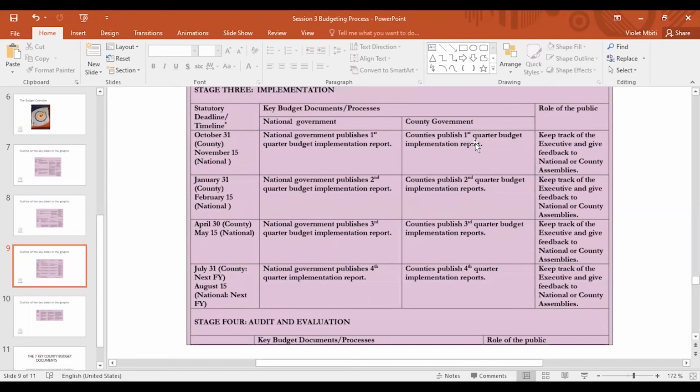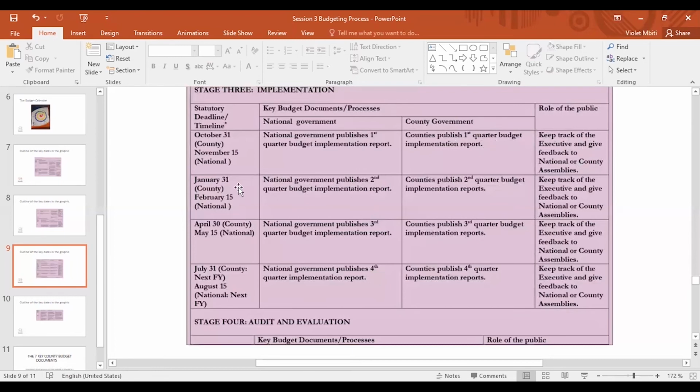All right. So counties publish first quarter budget implementation report by October 31st. So if you want to see where it is published, go to the county government website, machakos.go.ke, or even visit the county assembly website. You will find these key government documents. If they are not there, then we as members of the public and budget champions need to request for these documents from the county government. So the role of the public is to keep track of the executive and give feedback to national or county assembly.